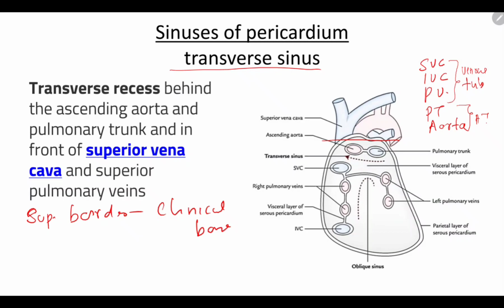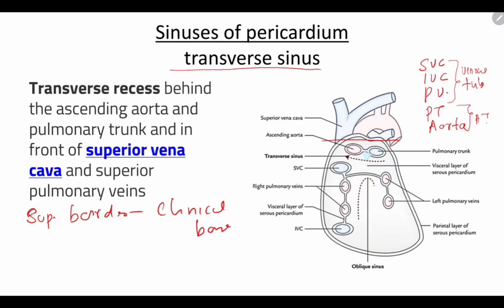So just look at this diagram. We are seeing the posterior aspect of the heart. Okay, so here what are the structures? Let us see the structures here. We have the ascending aorta here, then we have the pulmonary trunk, then here we have the superior vena cava, then we have 4 pulmonary veins, and here we have inferior vena cava.